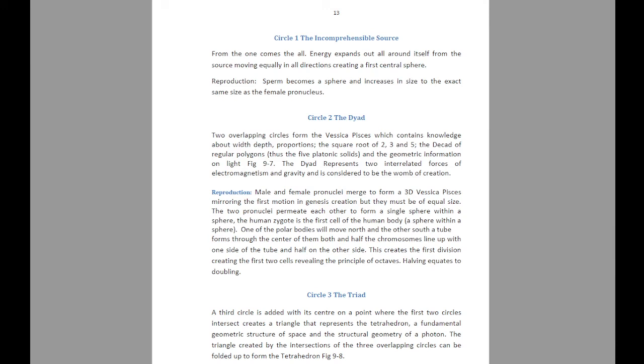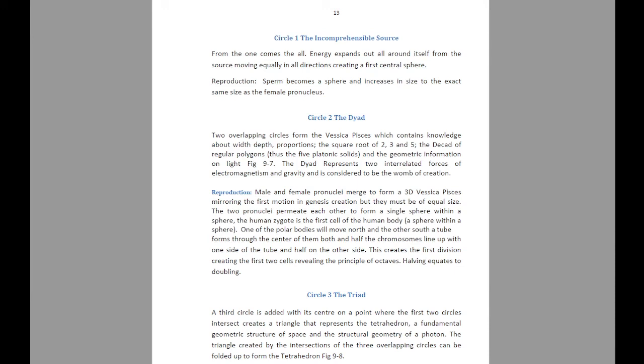and is considered to be the womb of creation. Reproduction. Male and female pronuclei merge to form a 3D vesica piscis, mirroring the first motion in Genesis creation, but they must be of equal size. The 2 pronuclei permeate each other to form a single sphere within a sphere. The human zygote is the first cell of the human body, a sphere within a sphere. One of the polar bodies will move north and the other south.